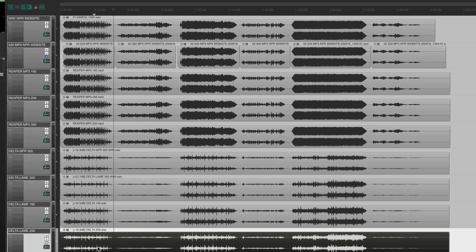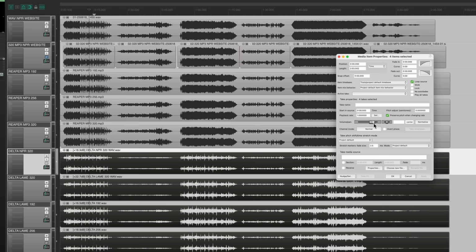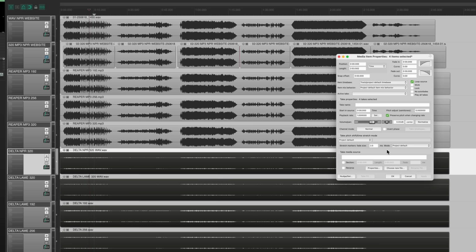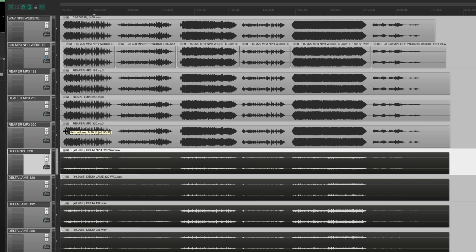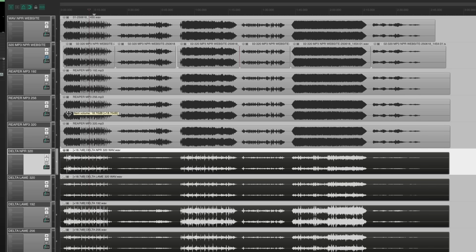But what we can do is go ahead and make these all the same level as they just previously were, and turn it up some amount so that we can just listen to the delta. And we can see straight away that the delta is way louder on the NPR one than it is on the LAME conversion here.